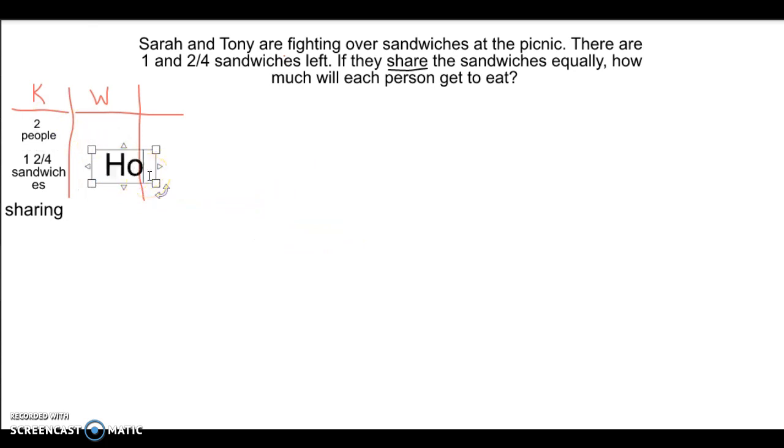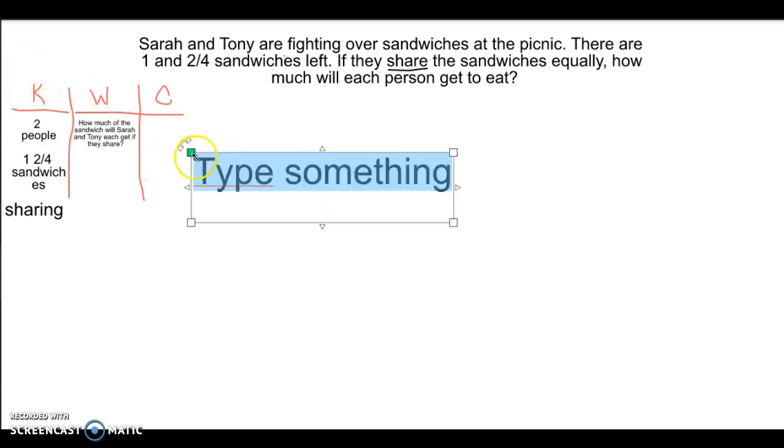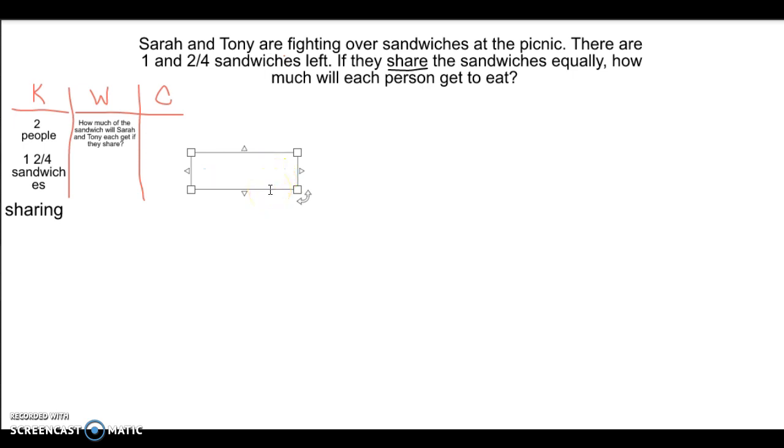And I'm going to say, how much of the sandwich will Sarah and Tony each get if they share? All right, so I've restated the question. I'm quite certain that I understand what that question is asking. So now I'm ready for the very last column, which is C, special considerations. Now this looks different for every problem and really for every person solving a problem because we all approach the problems in different ways. So I typically look for things here like, is there distractor information?